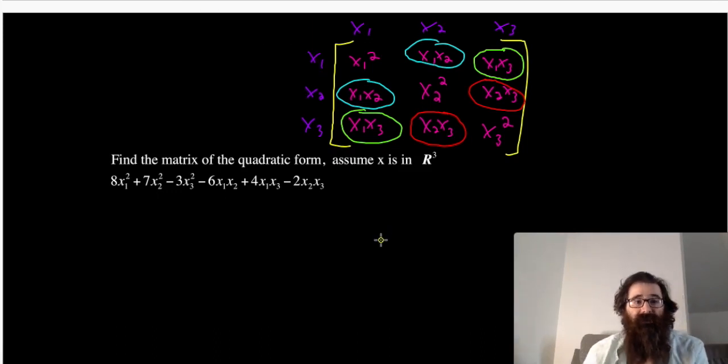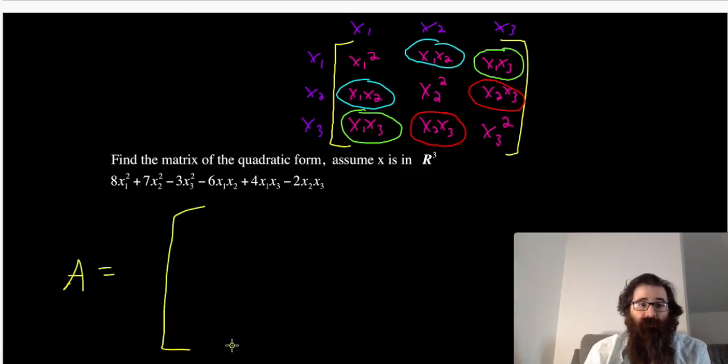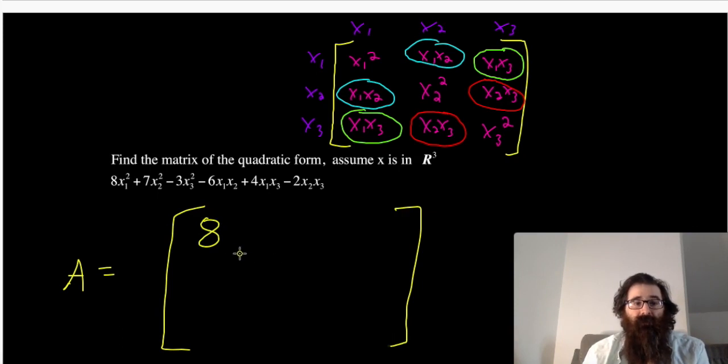Let's get some practice. Let's see what's going on here. So let's build our symmetric matrix A. It's a 3x3. I have an 8x1 squared. So 8 goes right there, upper left, main diagonal. Filling out that main diagonal first, next I have a 7x2 squared. So 7 goes right in the middle for our x2 squared. And then I have a -3x3 squared. So -3 goes right there in the bottom corner.